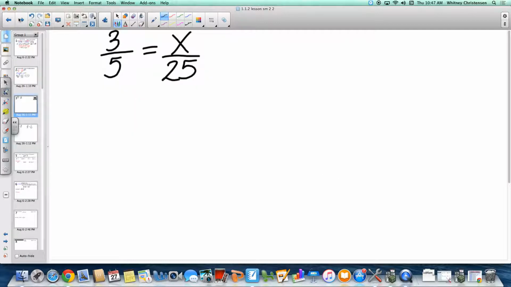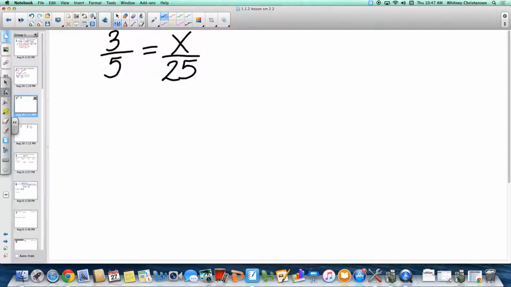Absolutely correct. So looking at this one, we have 3 over 5 is equal to x over 25. The first thing I'm going to ask you, are you sure you can use cross multiplication for this one? Is there a fraction on one side? Yes. Is there a fraction on the other side? Yes. Is it just a fraction? Yes. So we're good.